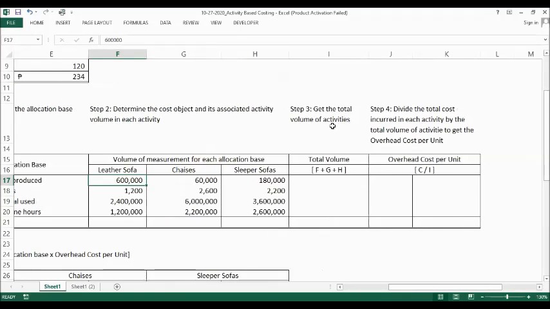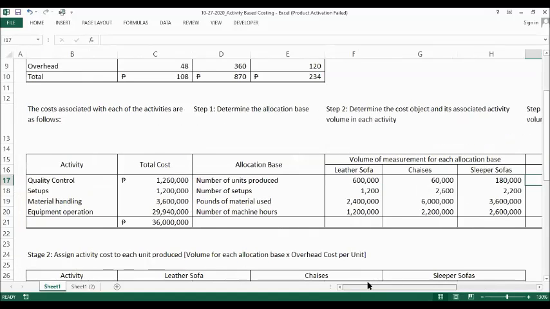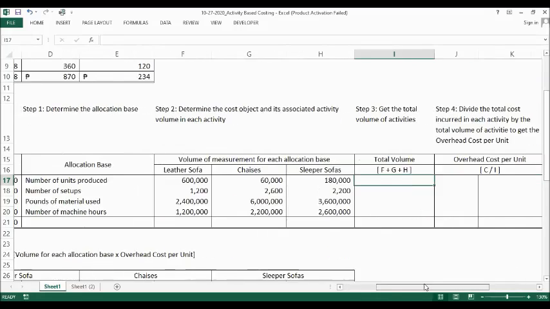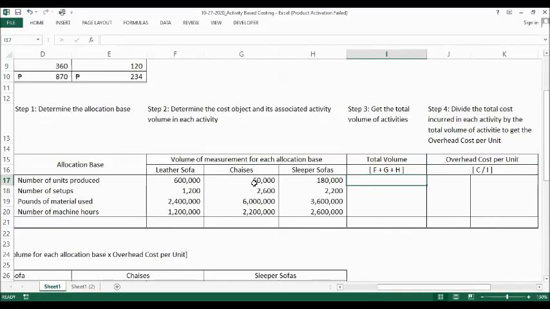So get the total volume of activities. So we just add the total volume. So for activity quality control, let us just add leather sofa. Ayan. So equals F plus G plus H. So ito yung tatlo, di ba? Leather sofa, chases, sleeper sofa. Then 840,000 total volume. Number of setups. Again, we do the same. We add leather sofa plus this and this. Oh, sorry, and that. So 6,000.